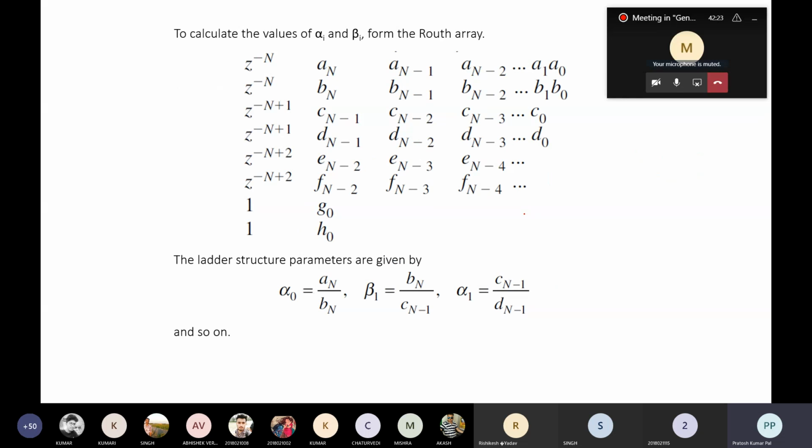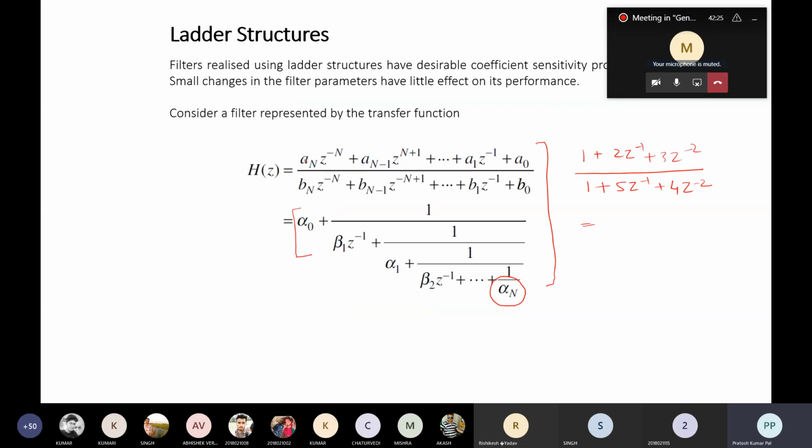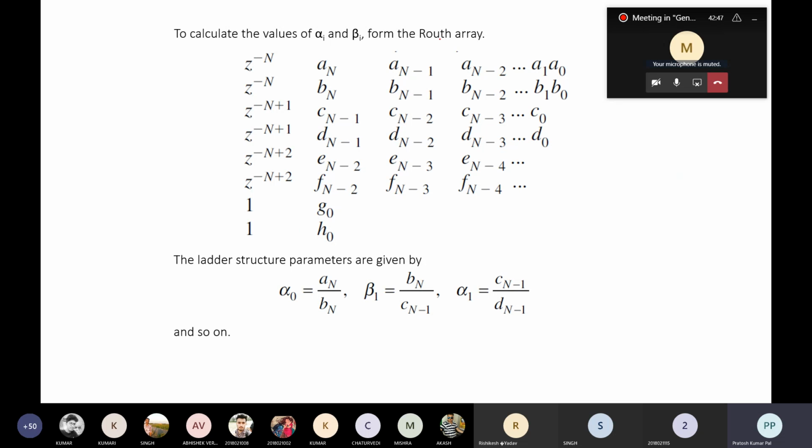There are different methods. One of the methods is this: the realization will be done once we have the values of alpha 0, beta 1, alpha 1, beta 2, and the other values calculated. This is the first pair, this is the second pair, similarly the third pair. So we need to find out the alpha-beta pairs. To find these values, we will use a method called the Routh array, the Routh-Hurwitz method, through which we can find these alpha and beta coefficients.